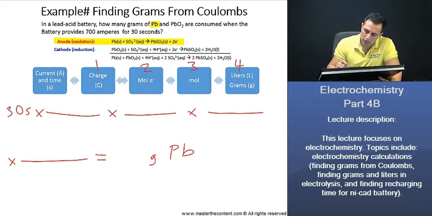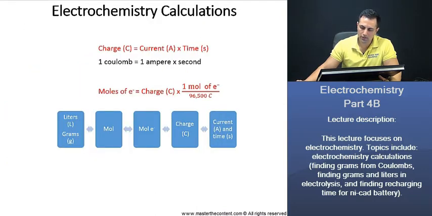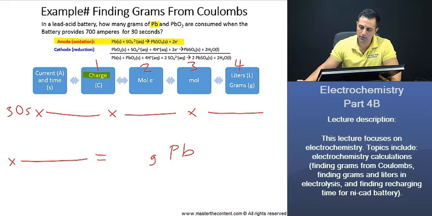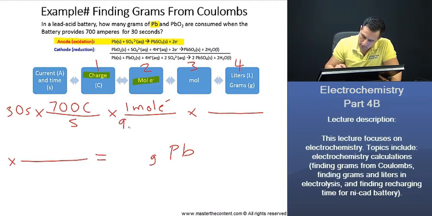Perfect. First thing we need to do is get into charge. Now, 700 amperes. What is an ampere equivalent to? Well, if you take a look here, an ampere is coulomb per second. And because an ampere is coulomb per second, then our 700 amperes is just 700 coulombs per second. Now, we need to get into moles of electrons. Well, 1 mole of electrons, we just demonstrated on the previous slide, is going to be 9.65 times 10 to the 4 coulombs.